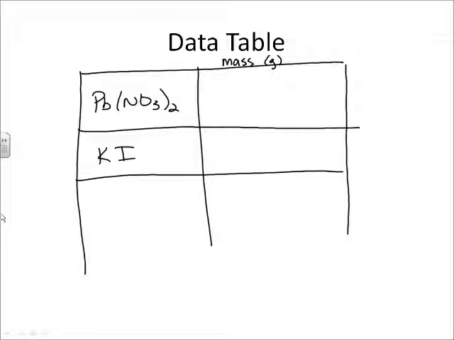Now, when we go and do filtering, we're going to be using filter paper and gravity filtration. So we're going to need to know the weight of the filter paper. You're going to want to make sure that you measure this before you put anything in there. And then the last thing that we're going to need to measure is the filter paper.